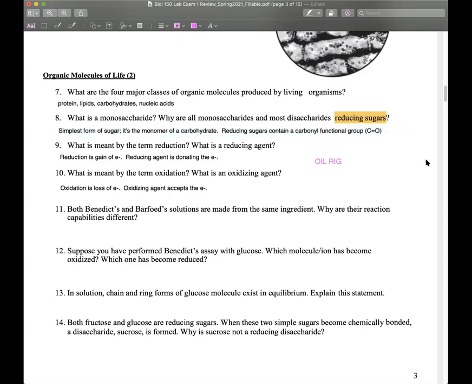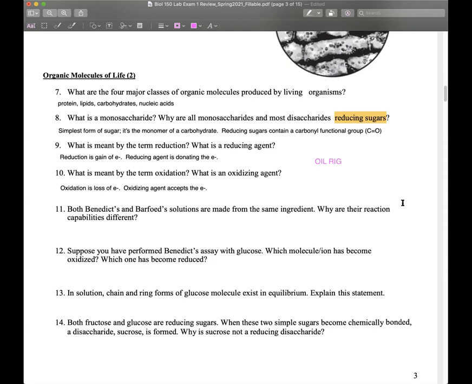Yes, this is where language can be very difficult because it's easy to get confused. So reducing sugars, like any reducing agent, a reducing agent is what is giving up the electron to whatever is being reduced. And likewise, the oxidizing agent, that is what is accepting the electron.